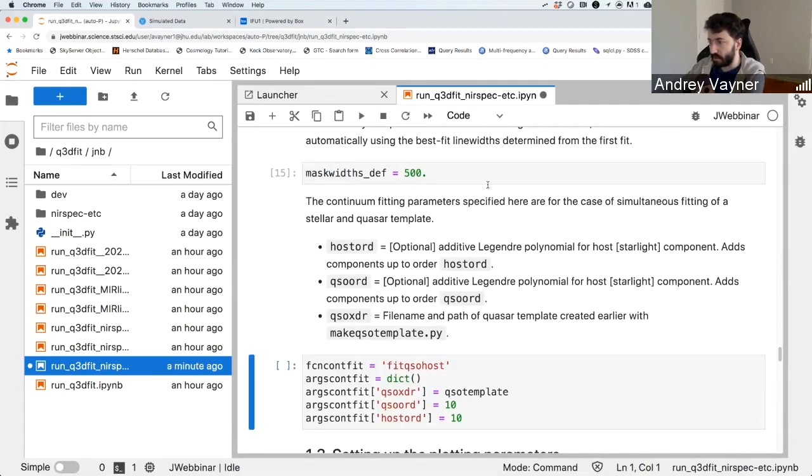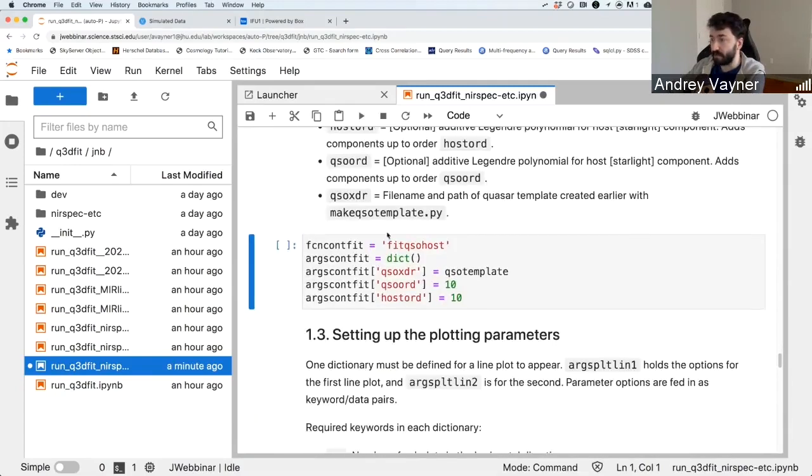Okay, so then the next portion is we're going to specify which function we're going to use for the removal of the quasar emission. In this case it's just fit QSO host, and we're telling it to subtract out the QSO template to be used for the fit, and then we're also providing the order for the polynomials that get fit along with the quasar template.